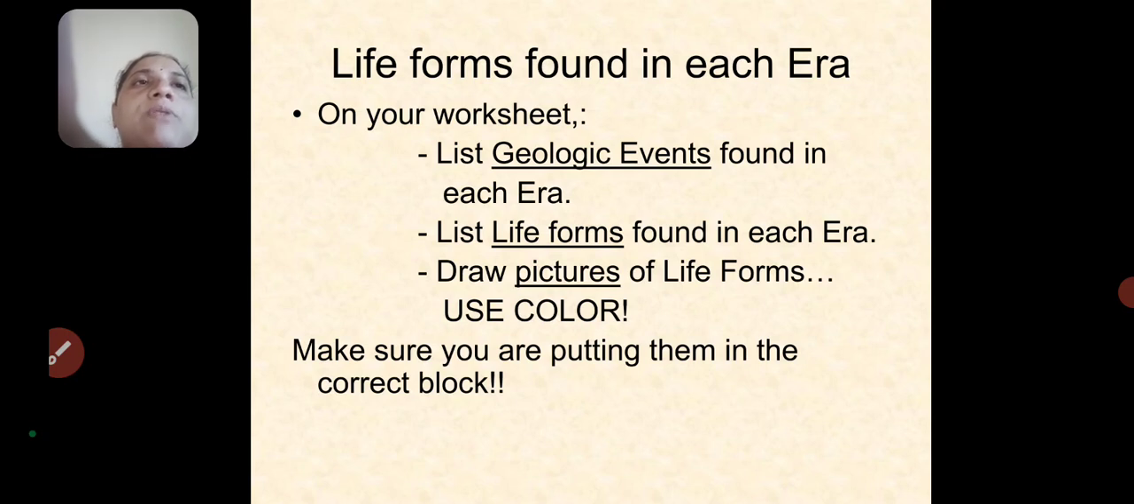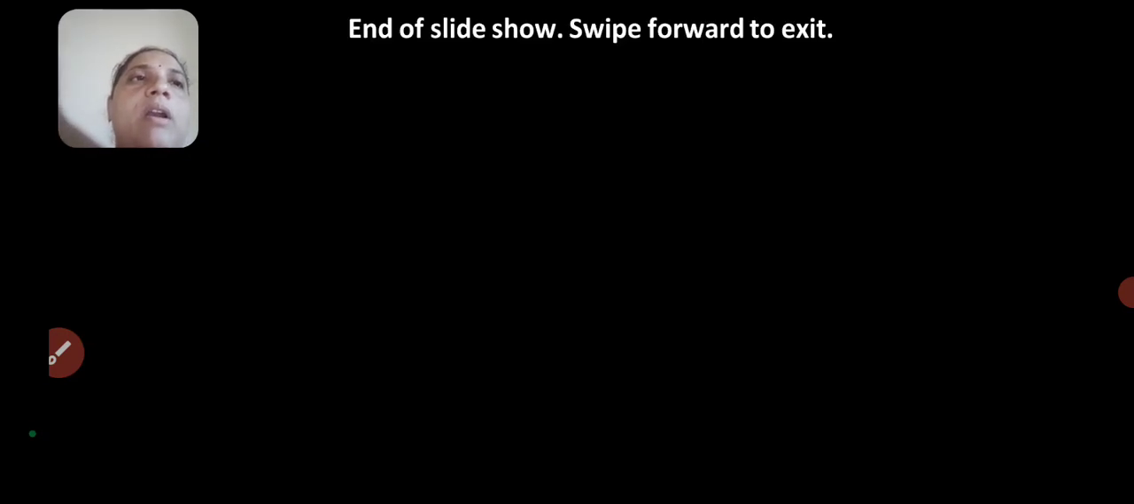So for the life forms found in each era, you have to write a list of geological events found in each era. All of you must write down this list of life forms found in each era. Next, draw the pictures of life forms using colors. After the completion of this worksheet, make sure that you are putting it in the correct block. Thank you.